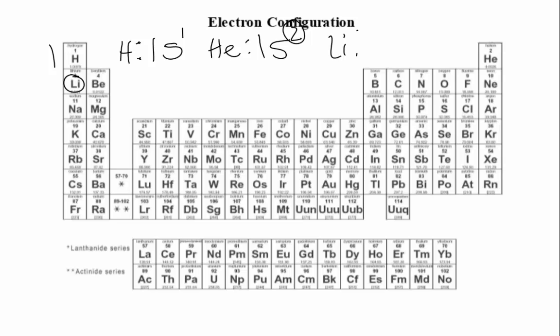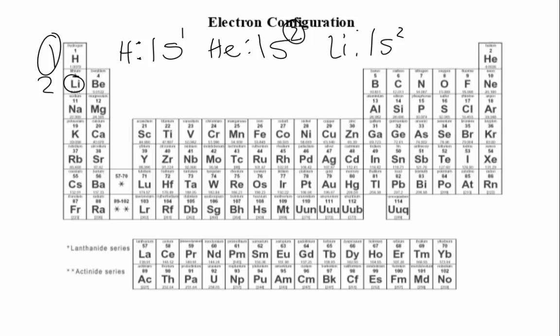Now we've moved down to the principal quantum number 2. But to write a complete electron configuration for lithium, you start off at hydrogen here, and you move all the way to helium, and then you go to lithium. When you're reading this periodic table and trying to write electron configurations, you read it like a book.